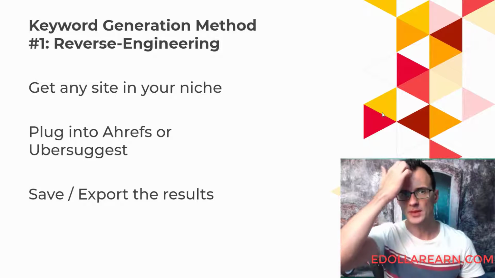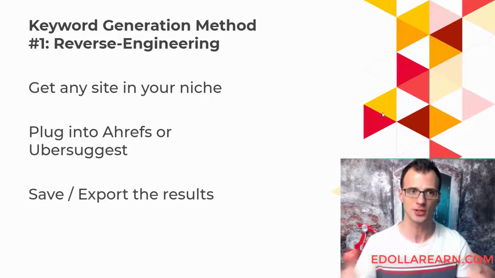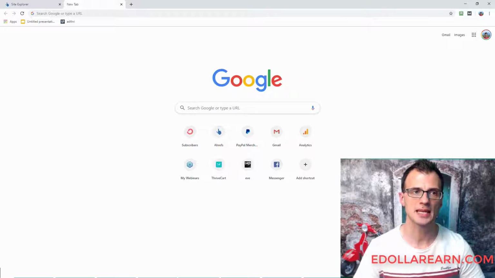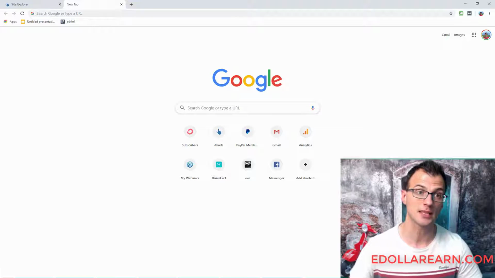So the first thing that we're going to be doing, the first way of generating a list of keywords, is reverse engineering. At a high level, the way that this looks is we're going to be reverse engineering the keywords that other sites in your niche are using. We're going to be plugging them into Ahrefs or Ubersuggest, and we're going to be getting that keyword list exported or saved. So let's say you've started a website in a niche of numerology, meaning of numbers, positive morning affirmations, all of that kind of stuff.